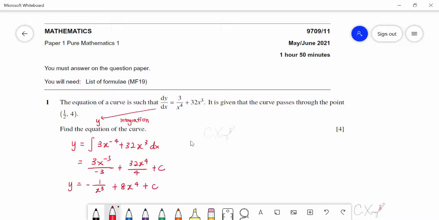Of course, we now want to get the value for c. To get the value for c, we will use the point (1/2, 4). So the 1/2 is x, 4 is the y. So at the point (1/2, 4), we will substitute y equals 4 and then 1/2 into the x.